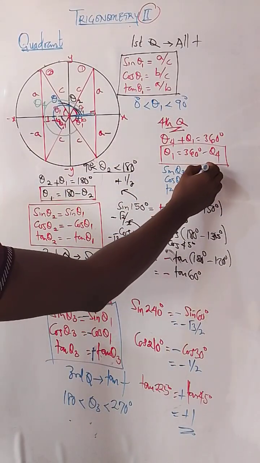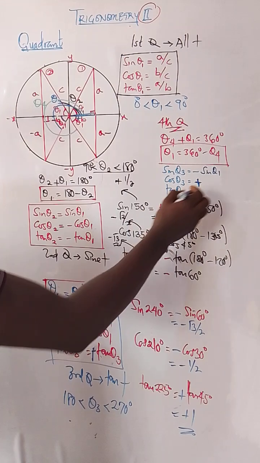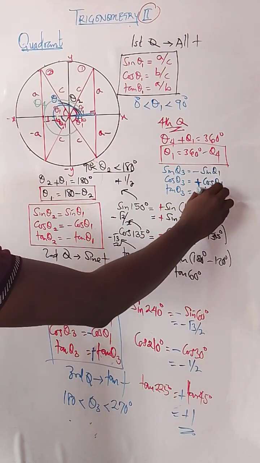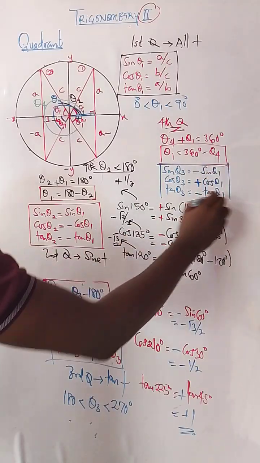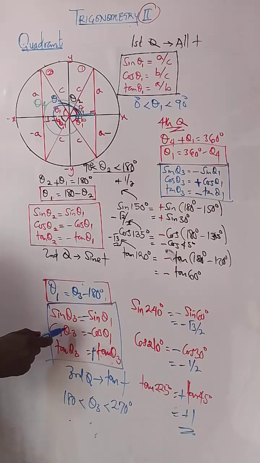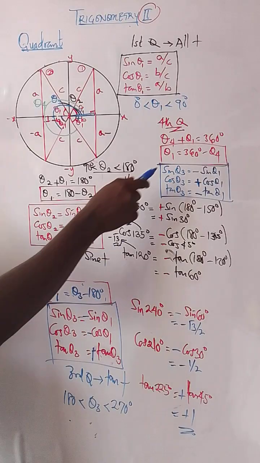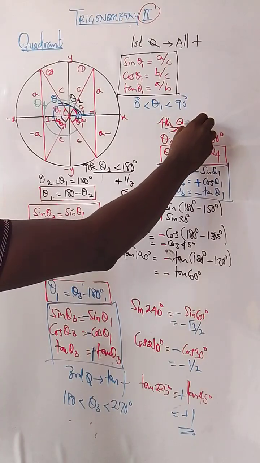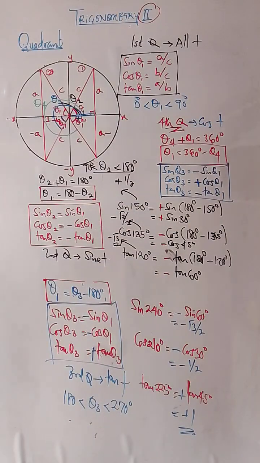So it means sin theta 4 is the same as what? Minus sin theta 1. Cos theta 4 is what? Plus cos theta 1. Tan theta 4 is what? Minus tan theta 1. This is for the second, third, fourth quadrants. So in the fourth quadrant, only cosine is positive. Let's summarize this, and I believe the summary will be more understandable than the explanation itself.